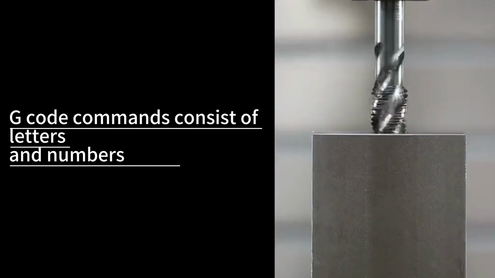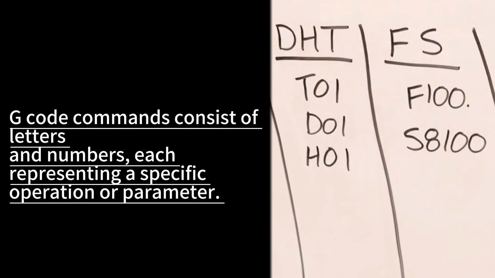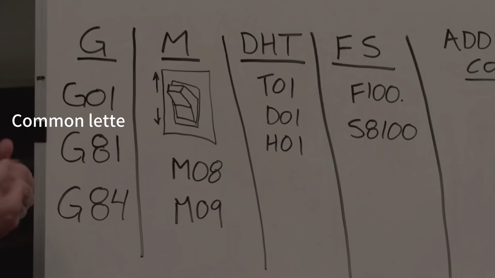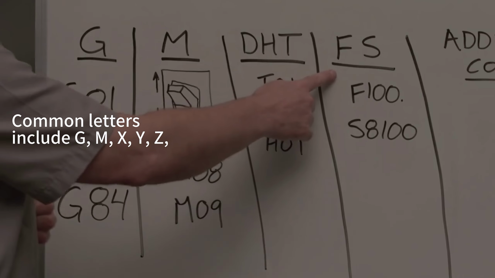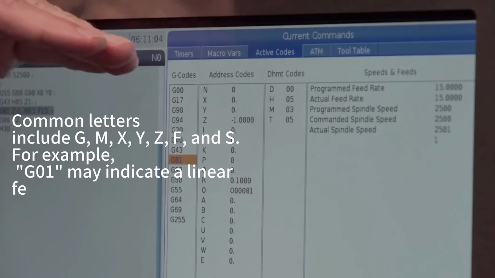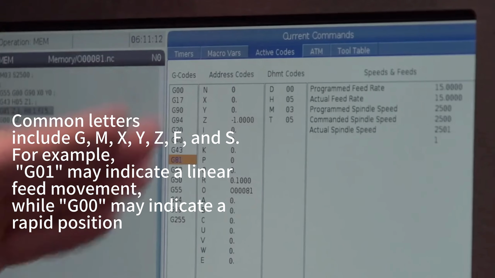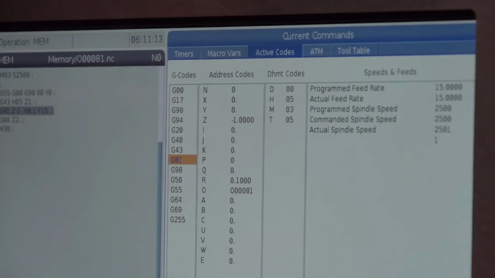G-code commands consist of letters and numbers, each representing a specific operation or parameter. Common letters include G, M, X, Y, Z, F, and S. For example, G01 may indicate a linear feed movement, while G00 may indicate a rapid positioning movement.